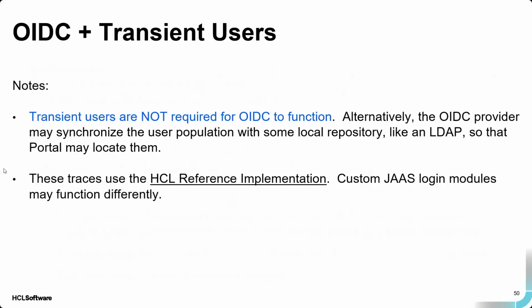And of course, there are other reasons you might choose to keep a local LDAP as well. But in the case of, say, Keycloak, Keycloak can do the authentication for you, but then you can point to the same LDAP that Keycloak uses, and so not need transient users in that sort of scenario. But I'm focusing on the OIDC plus transient user case because that's where I've seen most of our customers moving toward. And these traces were all taken from a lab system running our reference implementation.